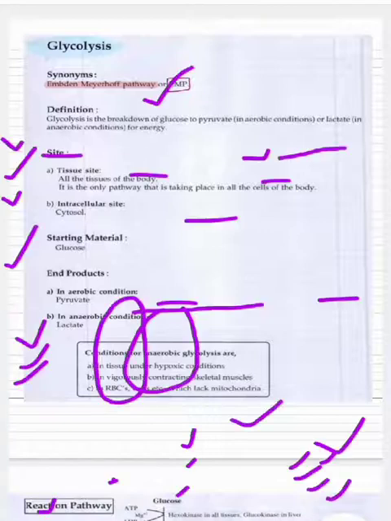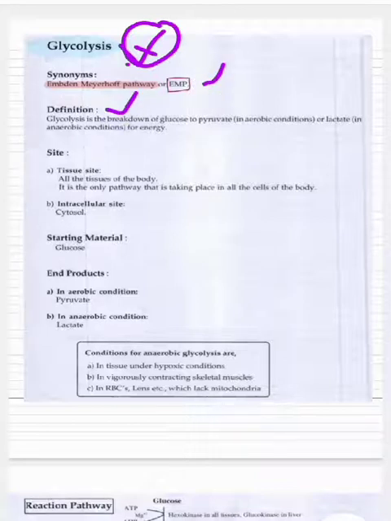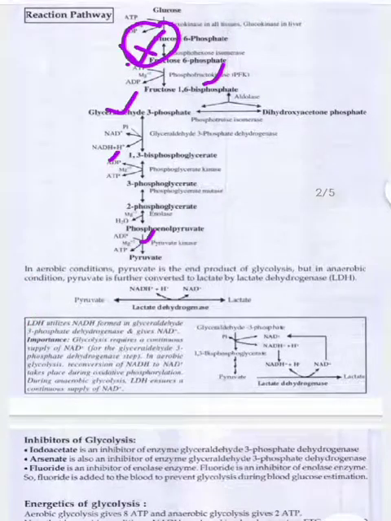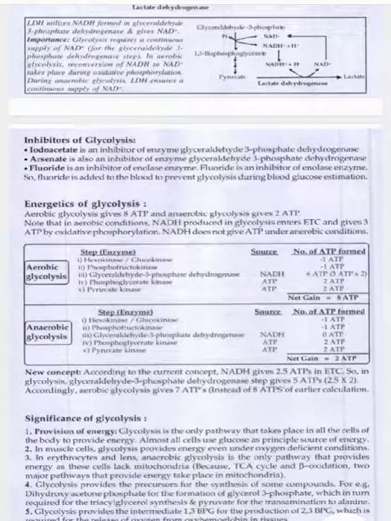Finally, summarizing glycolysis: this is a very important question in university exams, so we should study it. Your presentation is very important, it increases your marks. We write it with subtitles, synonyms, definitions, site, starting material, end material, and the pathway should be written clearly. We can use different kinds of pens. And inhibitors, energetics, significance and regulations, we will see about all of it.